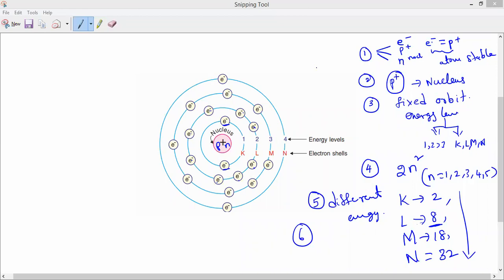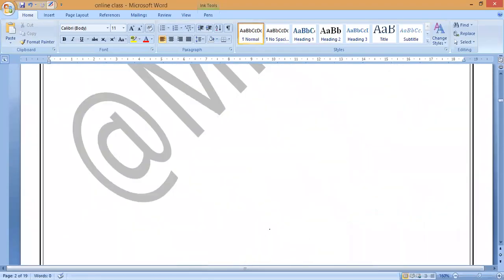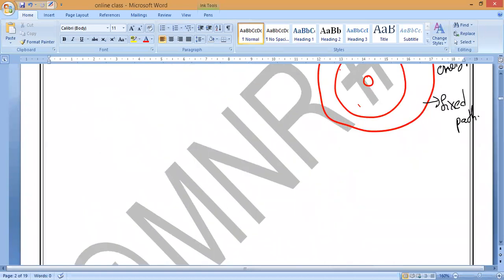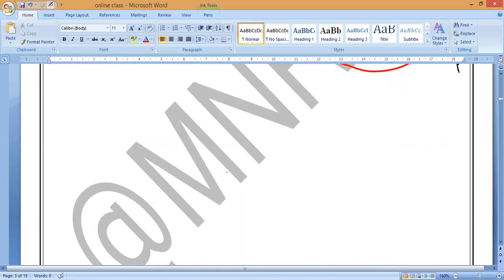The next concept which we are going to study is not a new thing, which we are already very familiar with. What we are going to study is atomic number. What is it, guys? Atomic number. Okay. So please all of you keep heading. Atomic number.